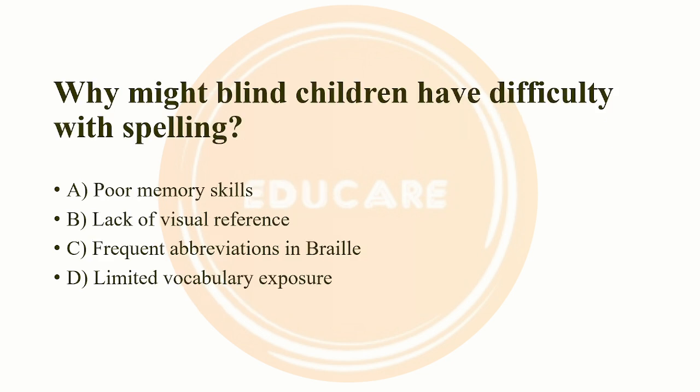Why might blind children have difficulty with spelling? Options: poor memory skills, lack of visual reference, frequent abbreviation in braille, limited vocabulary exposure. The answer to this question is option C, that is frequent abbreviation in braille.